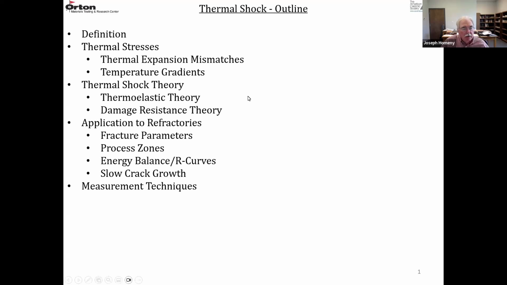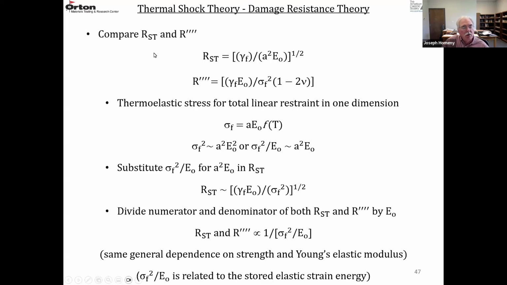Good morning. We were in the middle of the two lectures on thermal shock, so I want to finish that up today so we can get started on the case studies. And we were right here talking about damage resistance theory. So where we left off, we were just talking about this.